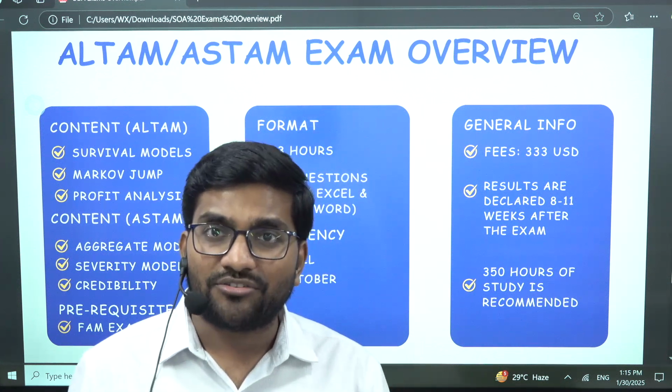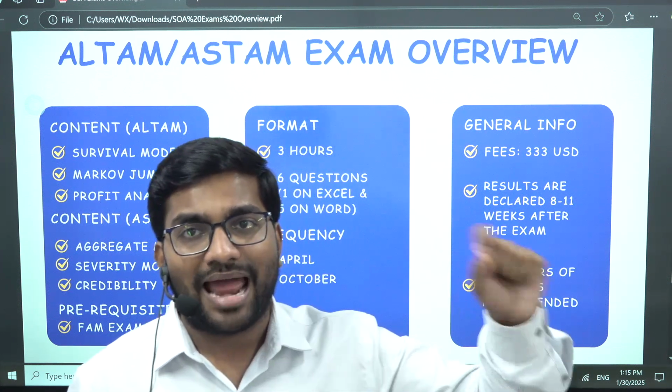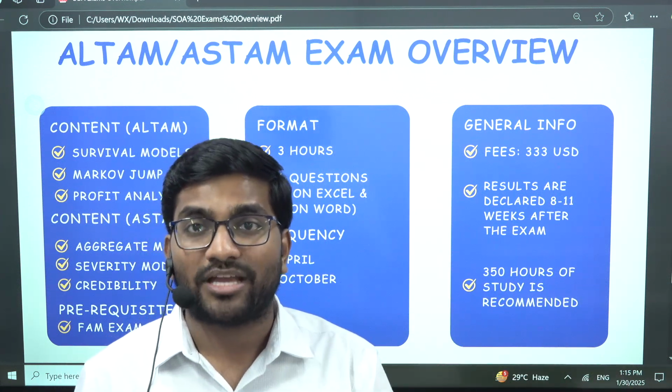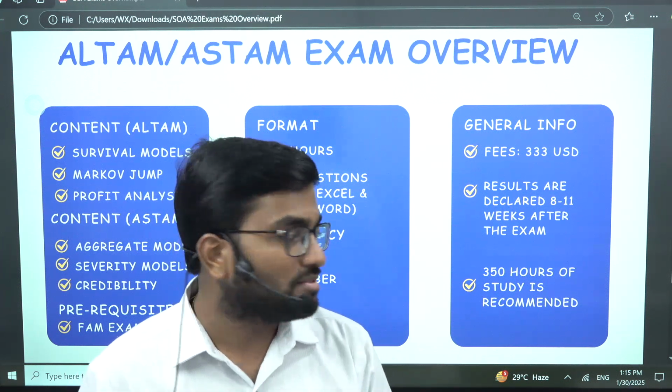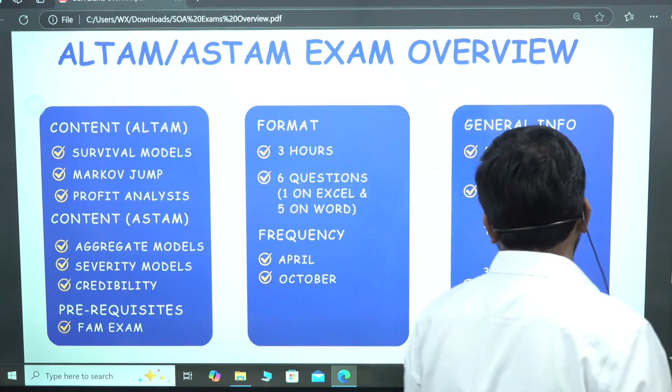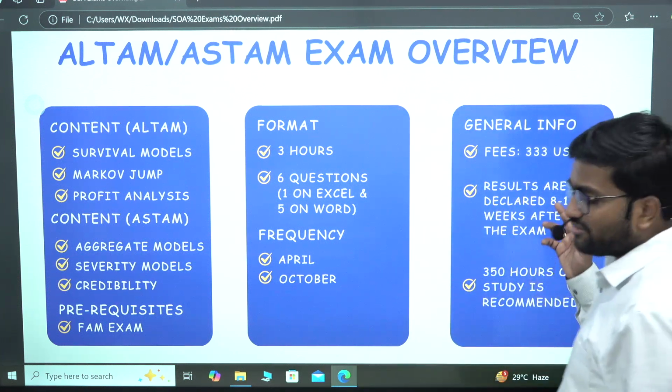Now the trick is that either you need to appear for ALTAM or you need to appear for ASTAM. You can choose based on your interest. It's not that you need to appear for both the exams. Again, 350 hours of study is recommended for this, and the fee is roughly $350 US.